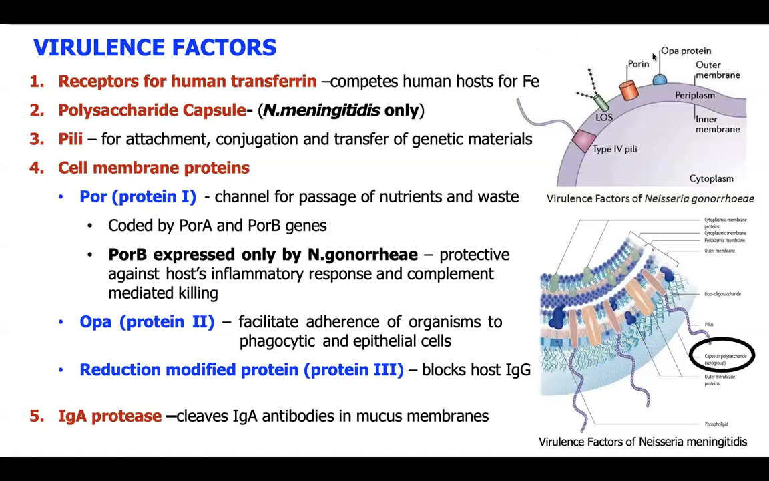Okay? And aside from those, they have cell membrane proteins. Okay? They have 3 membrane proteins. So protein 1 or pore. The pore protein are channels for passage of nutrients and waste. So basically, pore talaga, yung P-O-R-E. Okay? Kasi doon lumalabas at pumapasok yung mga nutrients. Now, the pore protein or protein 1 is coded by pore A and pore B. Now, pore B is expressed only by our gonococcus. And the pore B is really important because it is protective by nature.